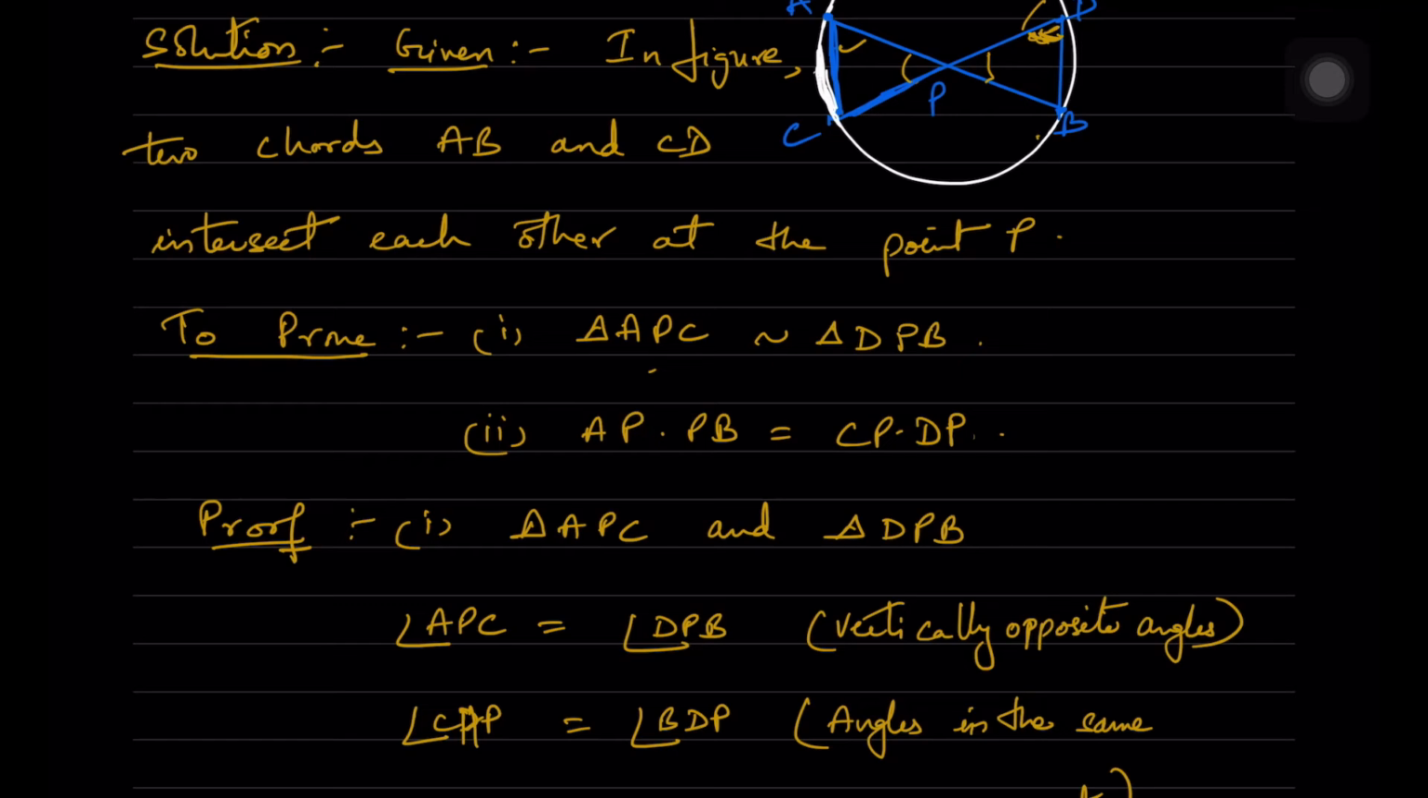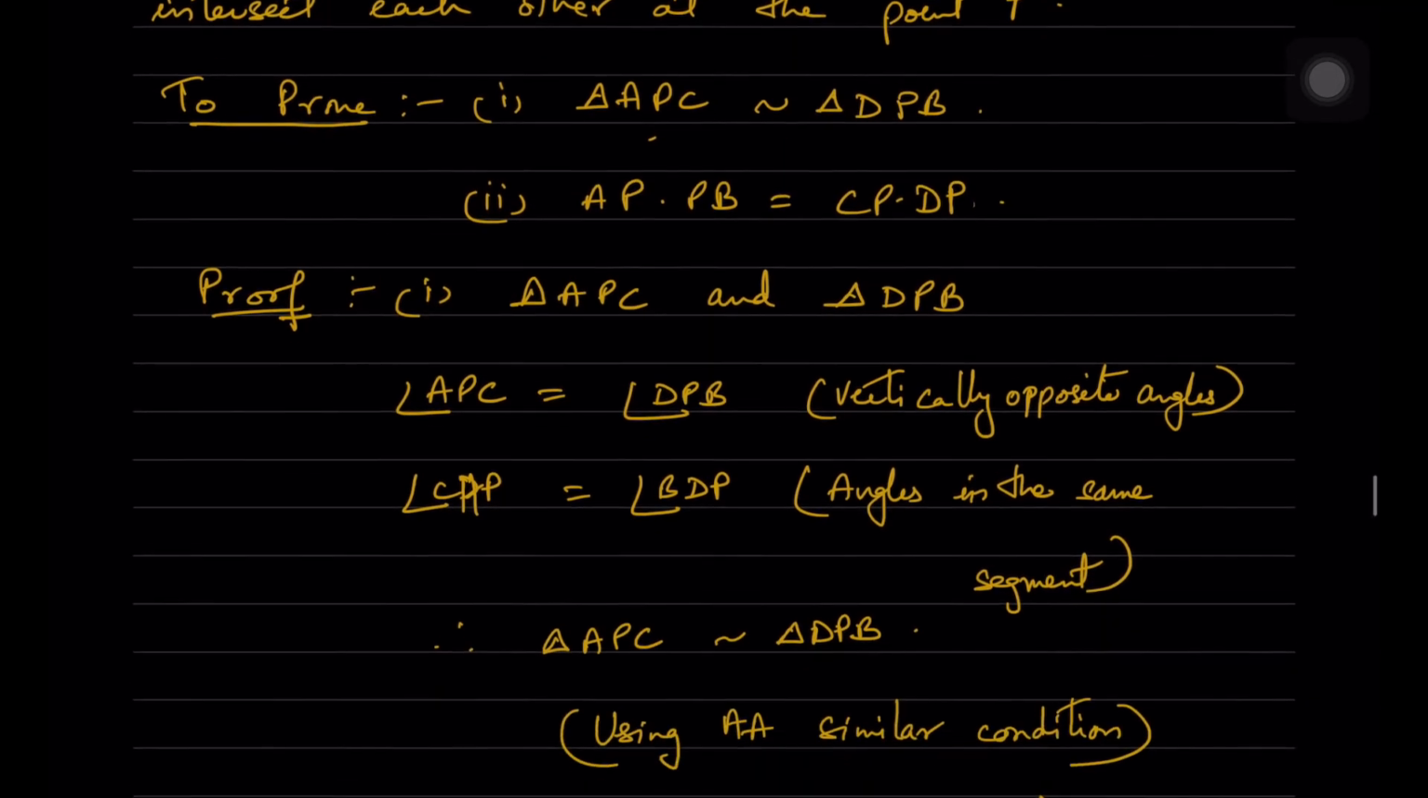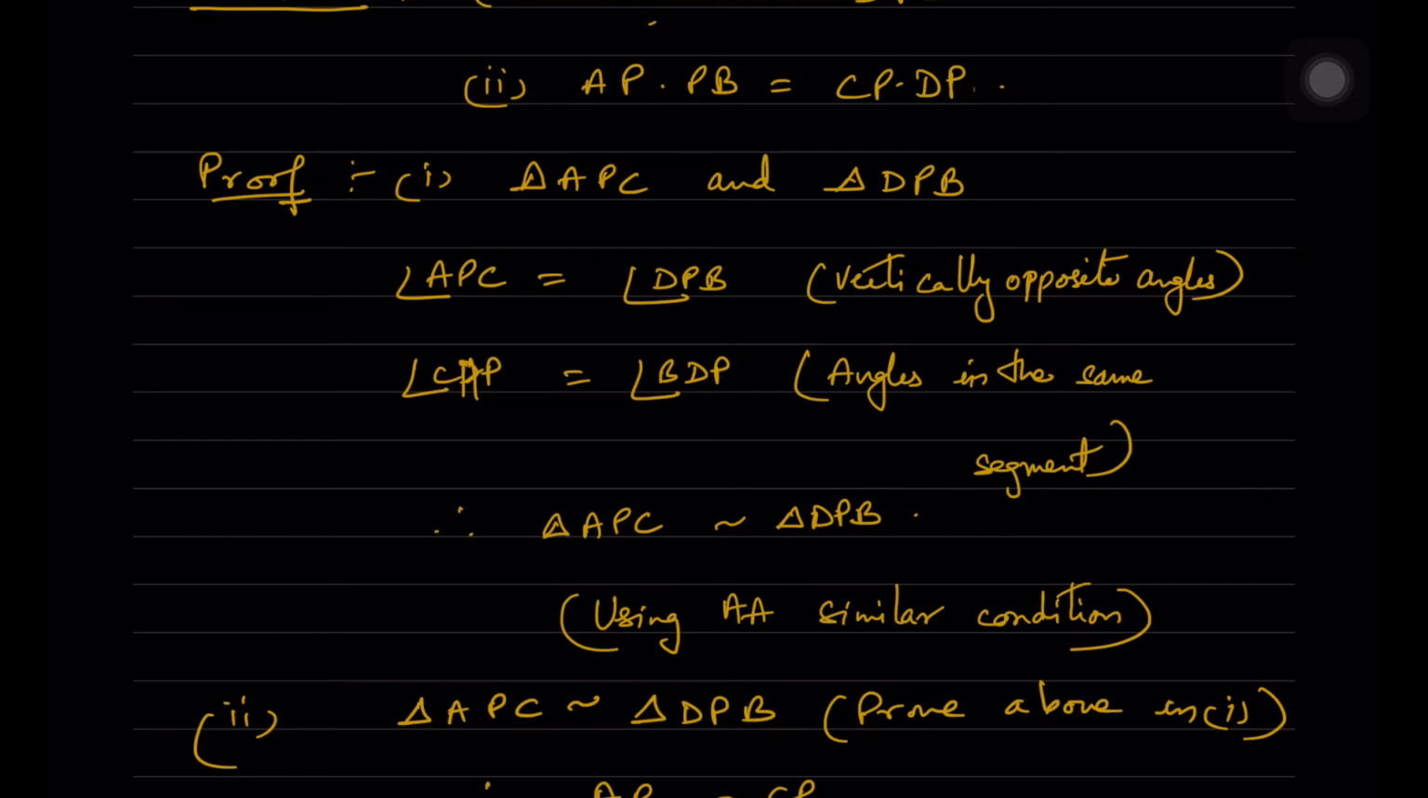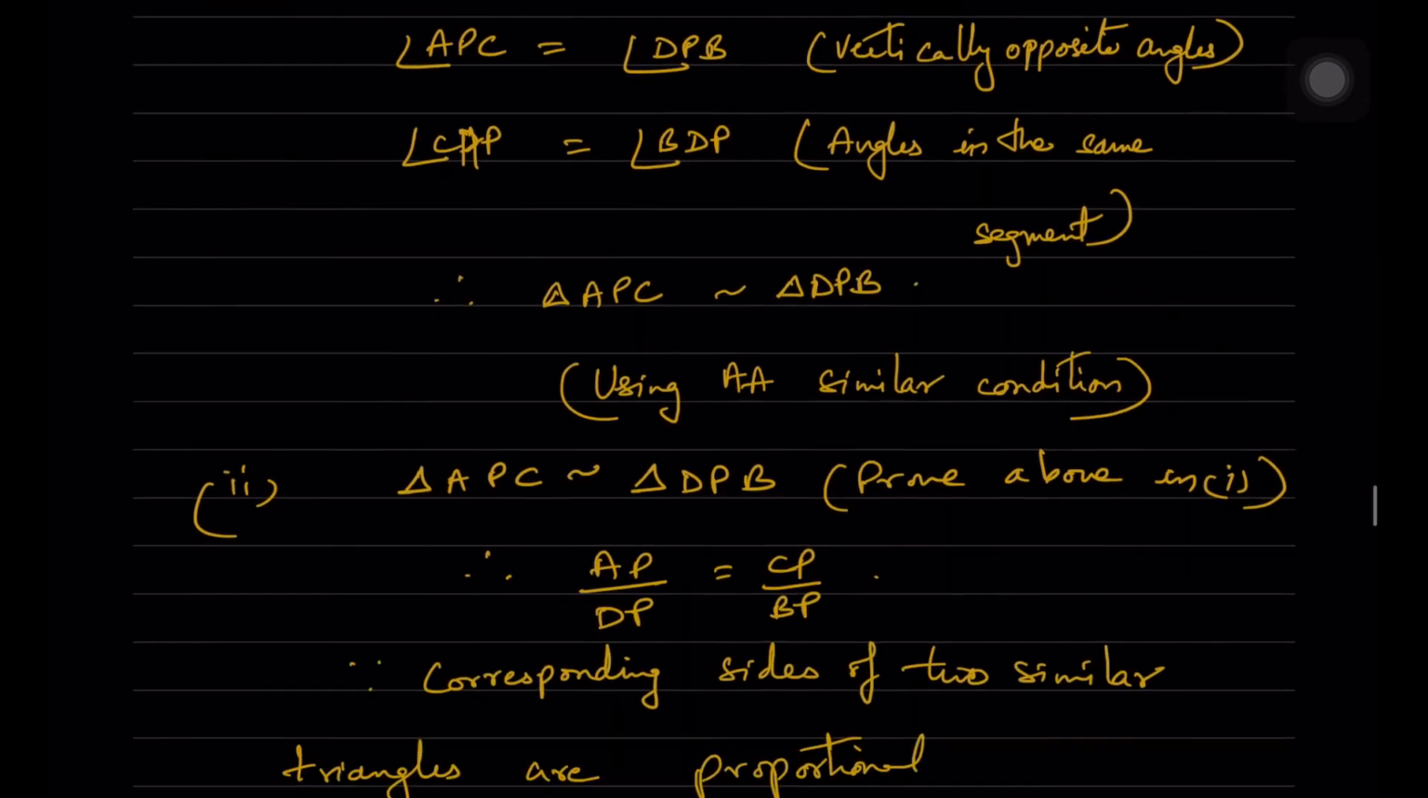So what is the proof part? Triangle APC and triangle DPB, angle APC is equal to angle DPB because these are vertically opposite angles, and also we have that angle CAP is equal to angle BDP, angles in the same segment, you can see that. So therefore triangle APC is similar to triangle DPB using AA similarity condition.